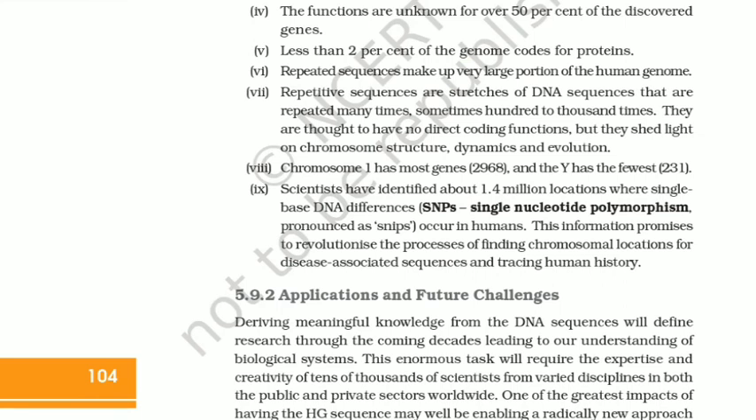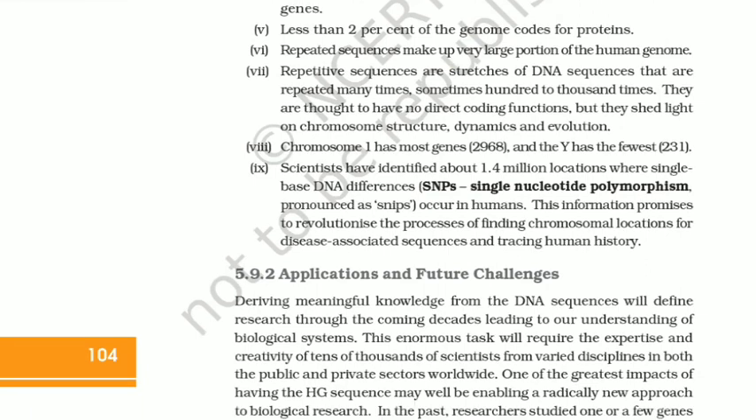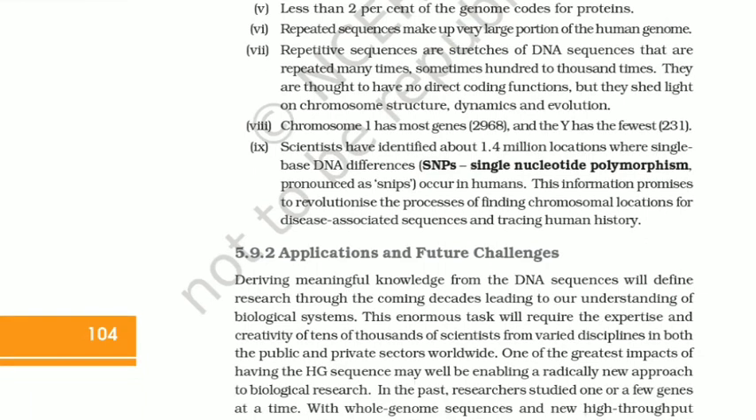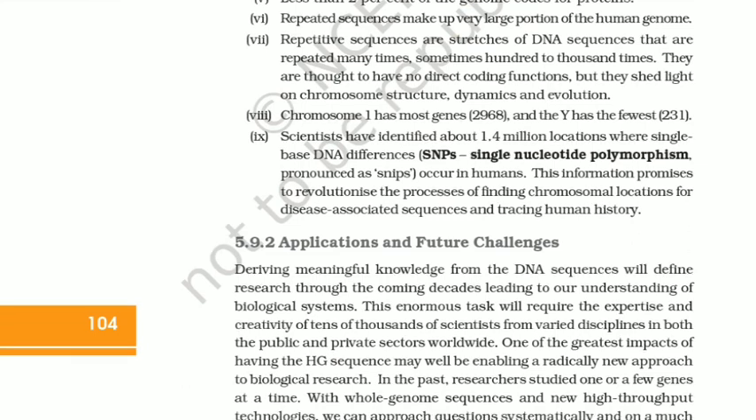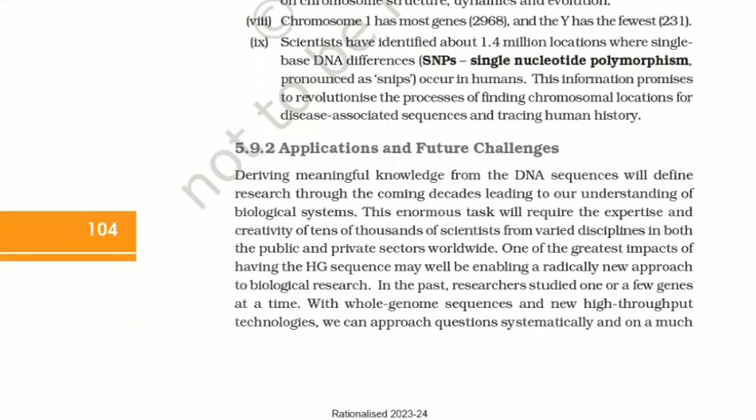Number 8, chromosome 1 has the most genes, that is 2968, and the Y has the fewest, that is 231. Number 9, scientists have identified about 1.4 million locations where single base DNA differences occur in humans. This information promises to hasten the process of finding chromosomal locations for disease-associated sequences and tracing human history.